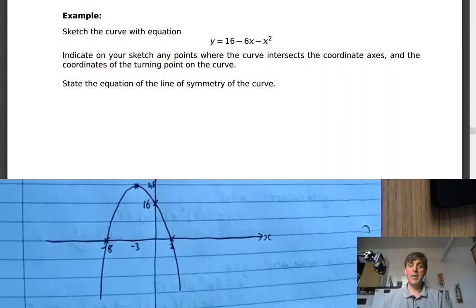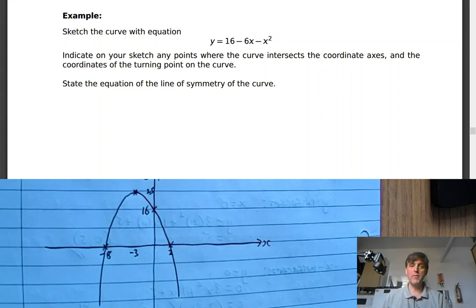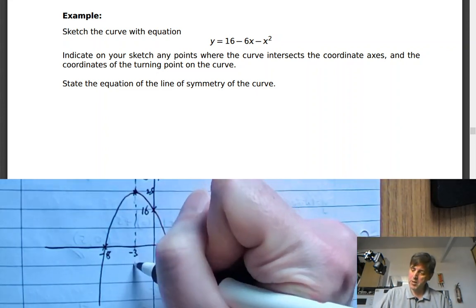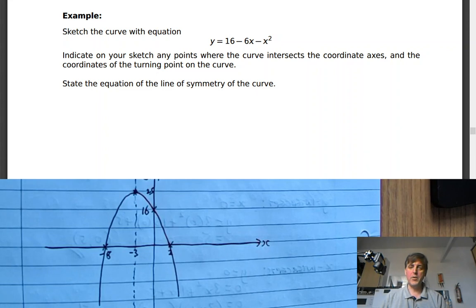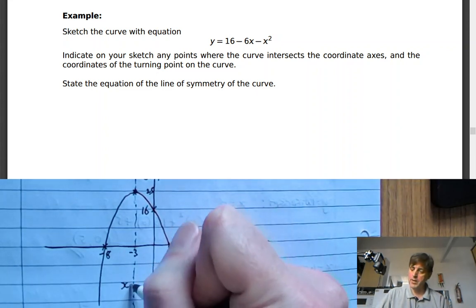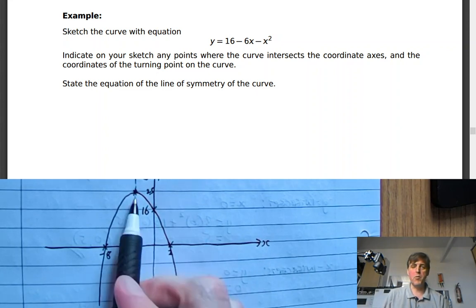Okay, good. Now this question did ask us to do one last thing. It asked us to state the equation of the line of symmetry of the curve. Hopefully you can see that this curve is symmetrical about that vertical line here, and the equation of that line is x equals -3. You can see it's the same as the x value where our turning point is.